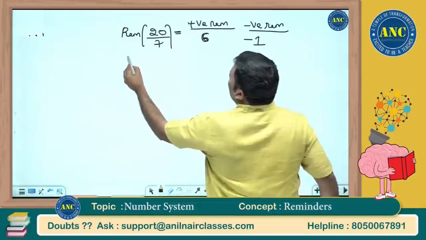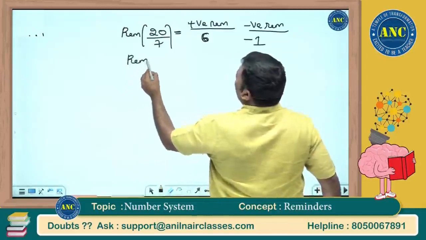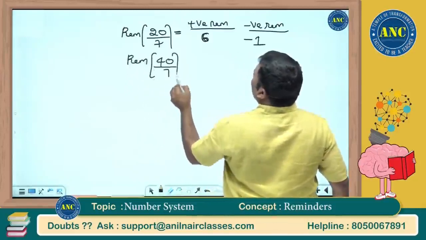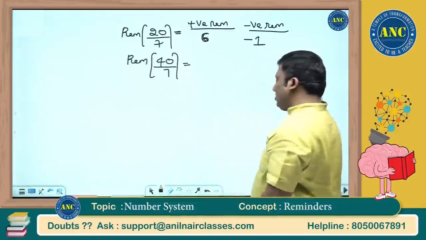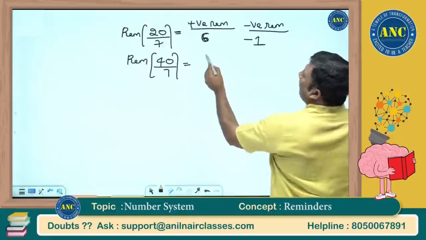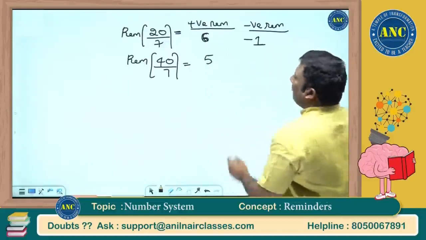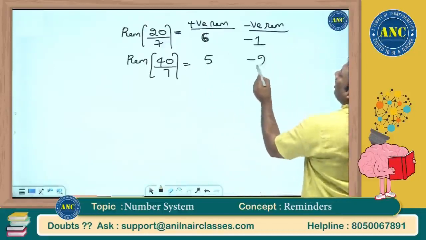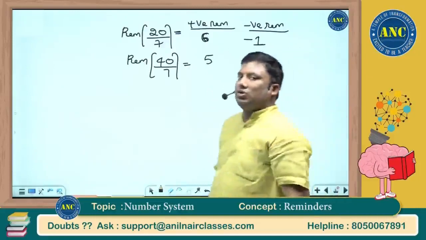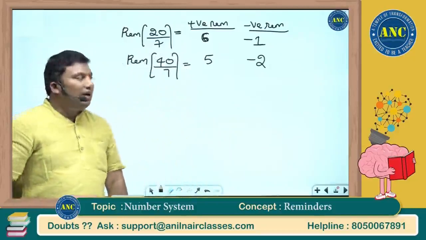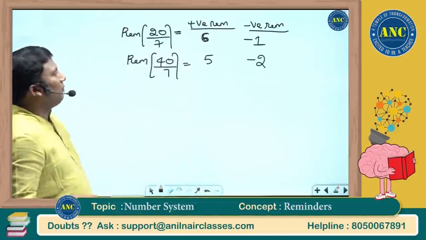Let me take another example. 40 divided by 7. 7 5s are 35. What is the positive remainder? Positive remainder is 5. What is the negative remainder? 7 6s are 42. What is the negative remainder? Negative remainder is nothing but minus 2.